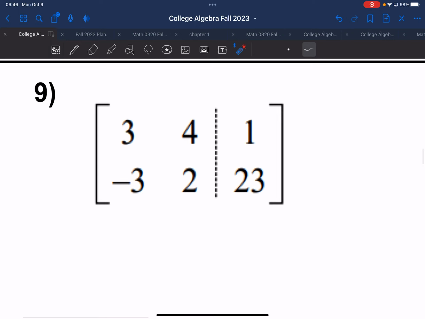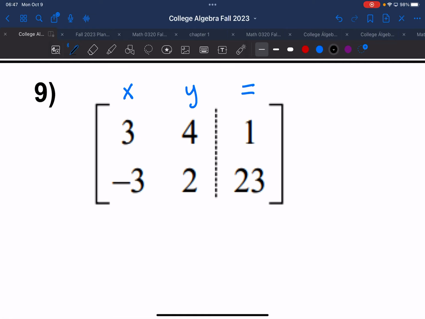Okay, now we're looking at the opposite. So now we're looking at a matrix that we have to write into a system of linear equations. So all we need to remember here is what our columns were. This first column, remember, was our x variable. The second column here was our y variable. And that last column, it's what it's equal to. So these are the coefficients that go in front of each of the variables.